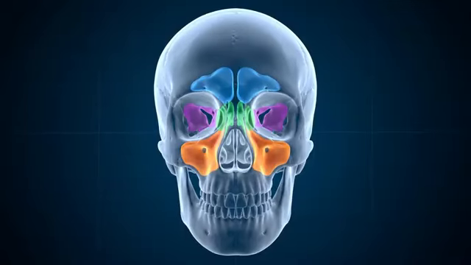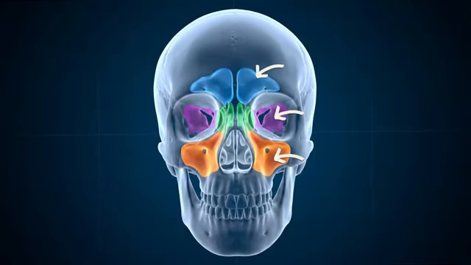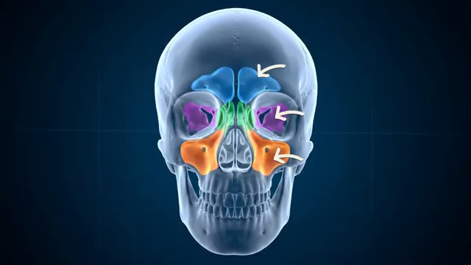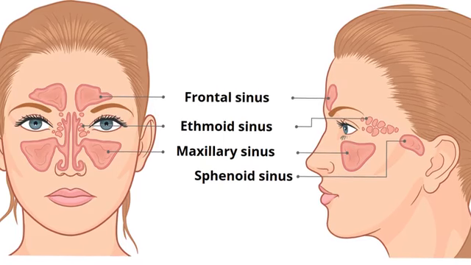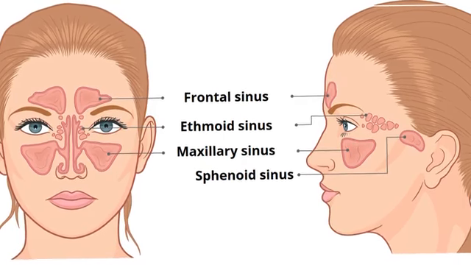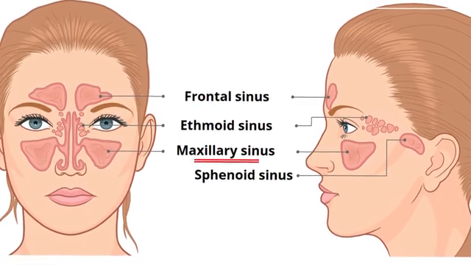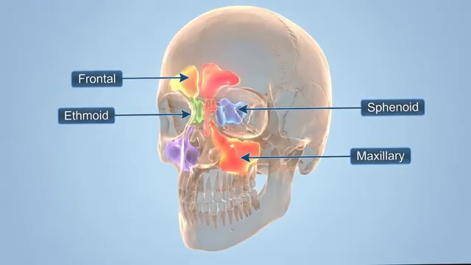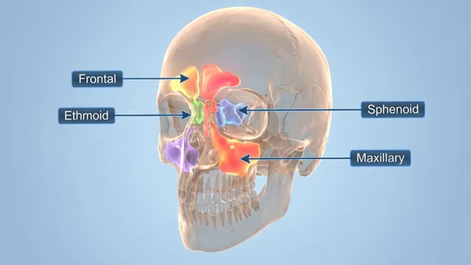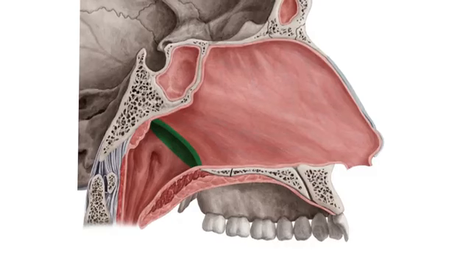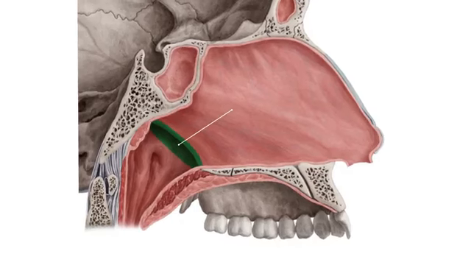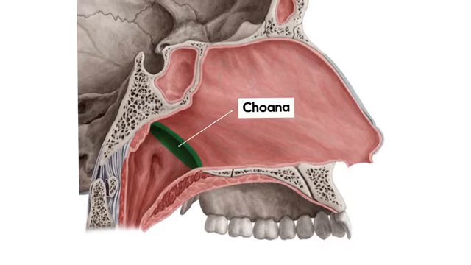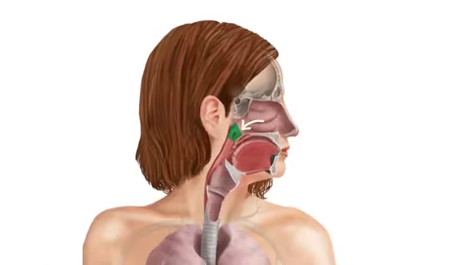Around the nasal cavity, there are air-filled spaces in the skull bones called paranasal sinuses. There are 4 of these in total, present in pairs. Their names are frontal, maxillary, ethmoid, and sphenoid sinuses. These sinuses give resonance to the voice and keep the weight of the skull light. At the back of the nasal cavity, there is an opening called choanae. From here, air enters the pharynx.